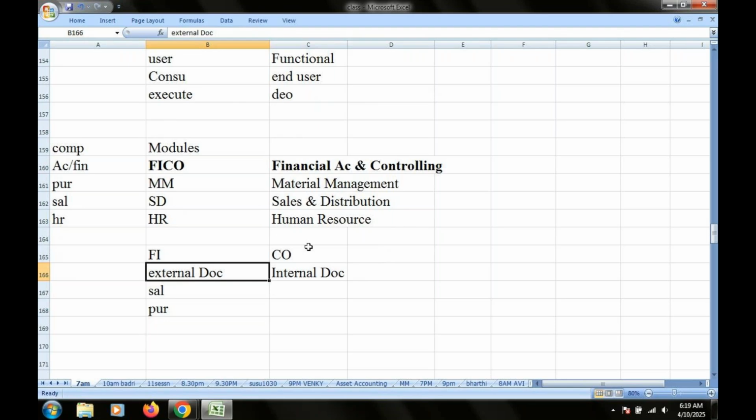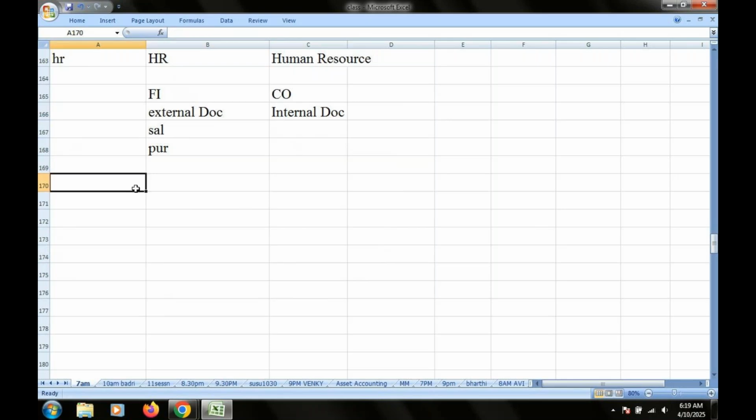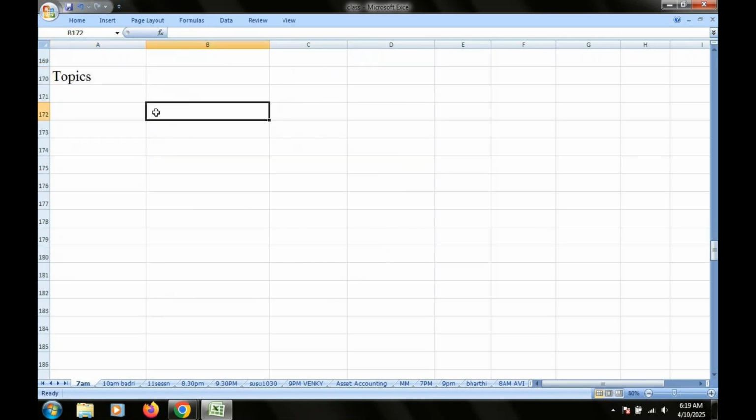Then coming back to the controlling part, it is totally internal documents. Internal documents are what we discuss within the company level, and we are not sharing them with anyone. Within the company level only we discuss. So that's why we will see internal documents and external documents while we are learning FICO. Now let's see what topics we are covering here. We will see the topics I am covering. First of all, we need to do some basic settings.